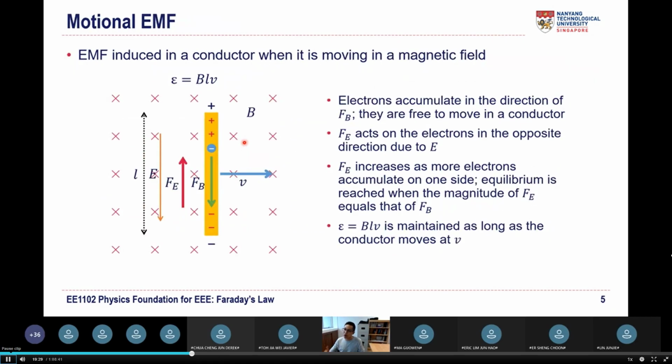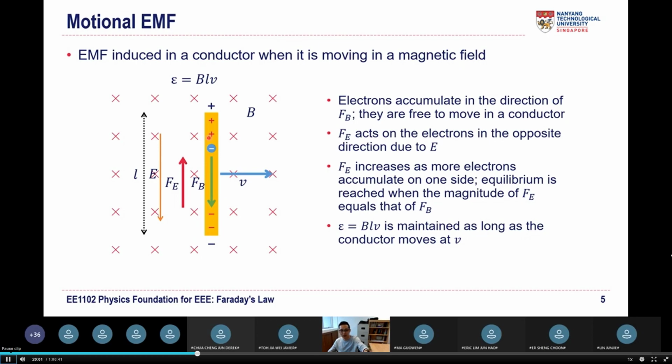So that is one way to create or induce EMF or induce current flow. Another way to create EMF is to use so-called motional EMF. Okay, so how do you do that? If you have a conducting material, and then you move it across the magnetic field, like shown in this picture here. Okay, so what are we going to get?